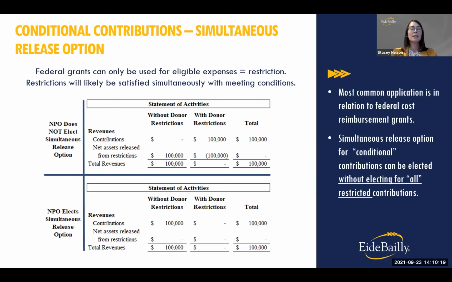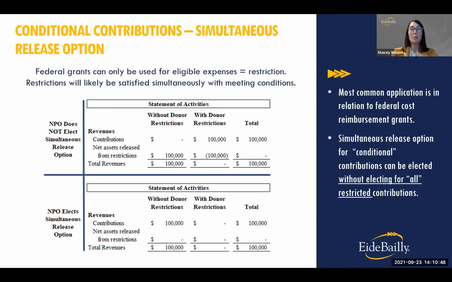All right. So as we've talked about, many of our federal grants would be considered conditional because they can only be used for eligible expenses. And as such, that is indicative of a restriction. Under standard 2018-08, there was a lot of feedback to FASB, as this was going to require a lot of our nonprofit organizations to report more restricted revenues and releases of those revenues.